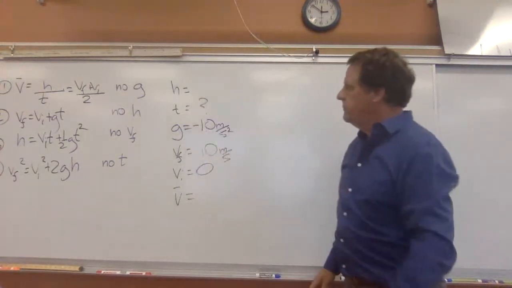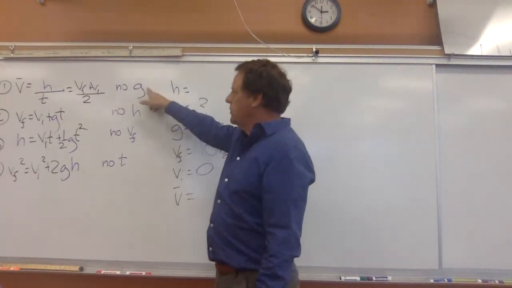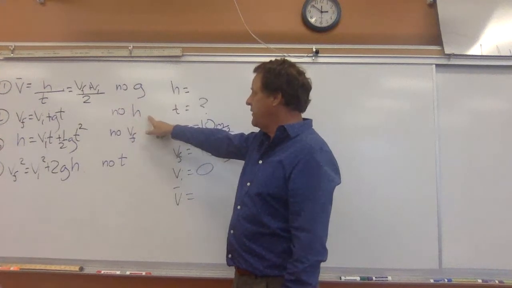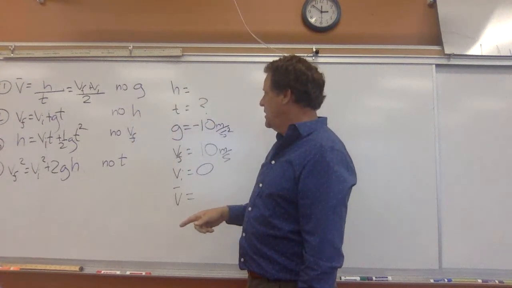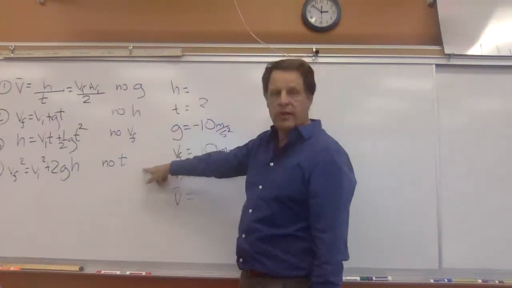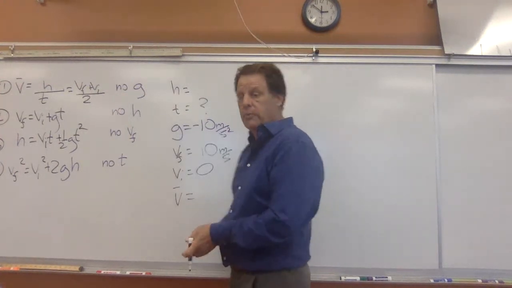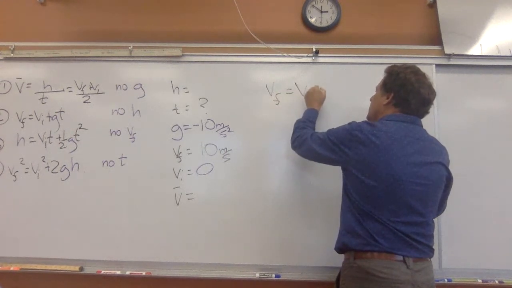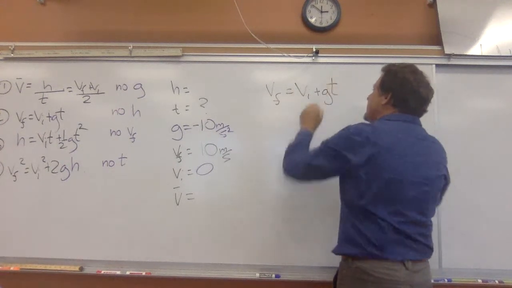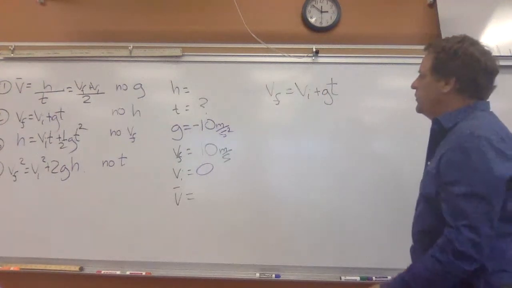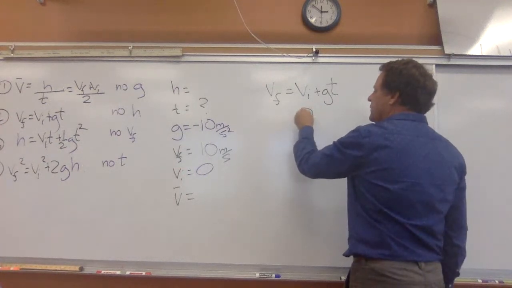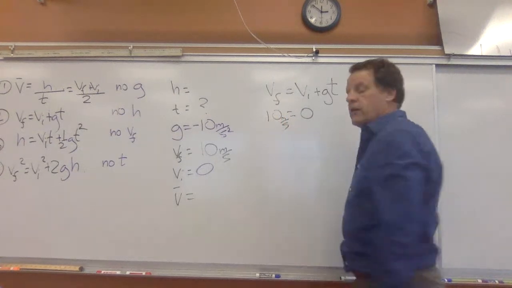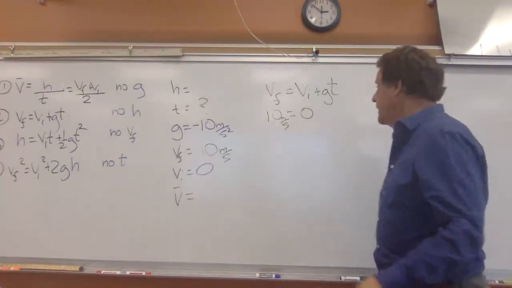So we don't have h there, okay? We can't use equation number 1 because that's got an h, but number 2 doesn't have h, and we can't use number 3 and number 4 because they all have h's, so we're going to use equation number 2. So V final is equal to V initial plus GT. We know that the initial velocity is 0, because we dropped it. We know that our final velocity is 10 because the question said that.